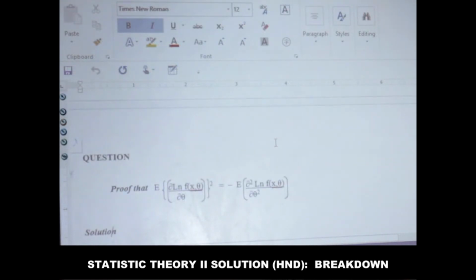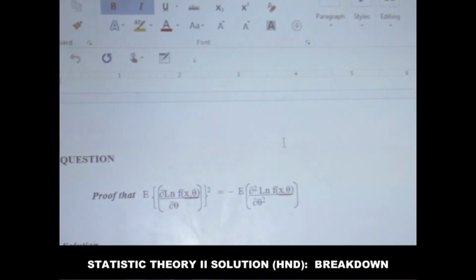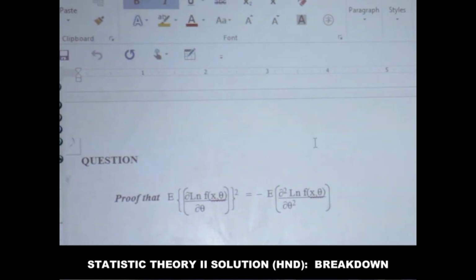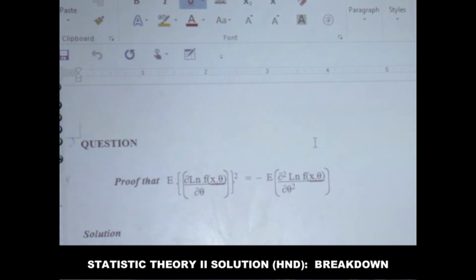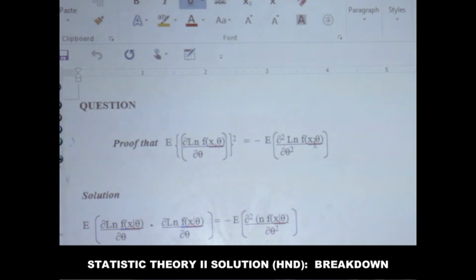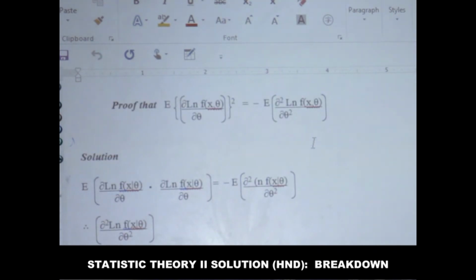Now we are told to prove E of the differential of ln f(x, theta) over differential theta. In this case, it is equal to minus E of the second differential of ln f(x, theta) over differential of theta raised to power 2.